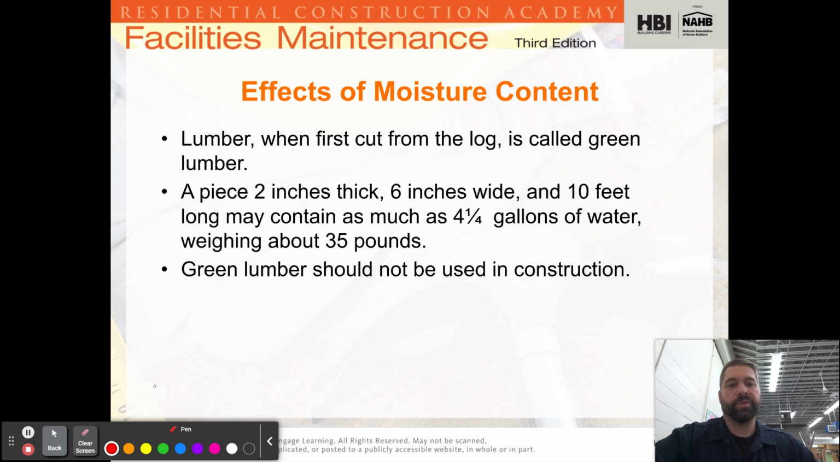So, what are the effects of moisture content? Lumber, when it's first cut from the log, is called green lumber. It's green because it's wet, it's new, it's fresh. A piece 2 inches thick, 6 inches wide, and 10 feet long may contain as much as 4.5 gallons of water, which is a lot if you think about it. That's 4 jugs of water sitting there.